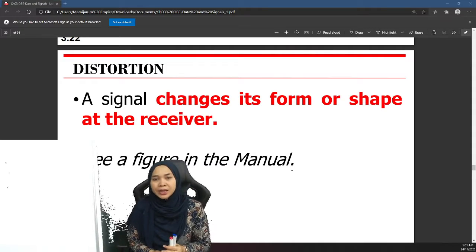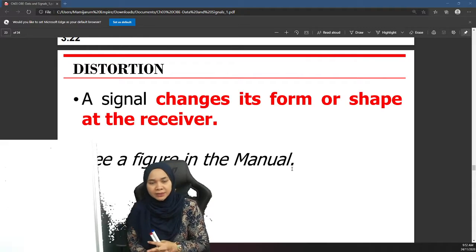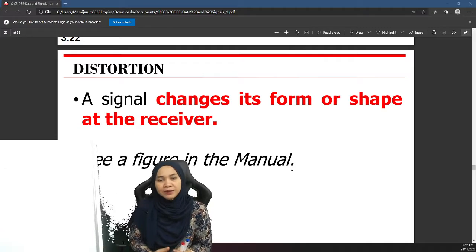Again, distortion is when a signal changes its form of shape at the receiver side. We are not getting a similar signal at the receiver side because of the change of the shape. The shape changes in terms of amplitude and in terms of frequency.